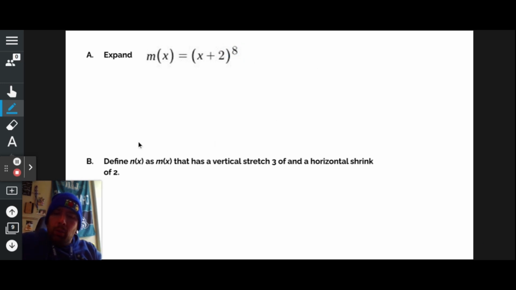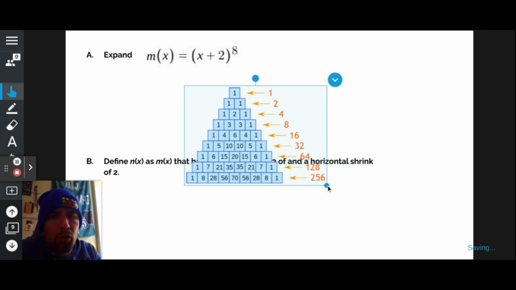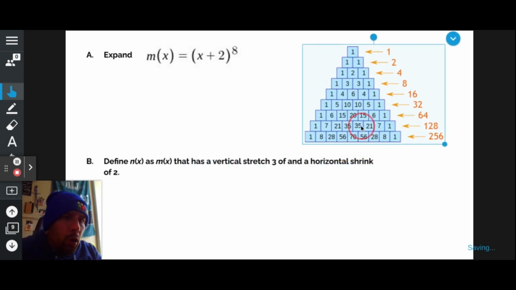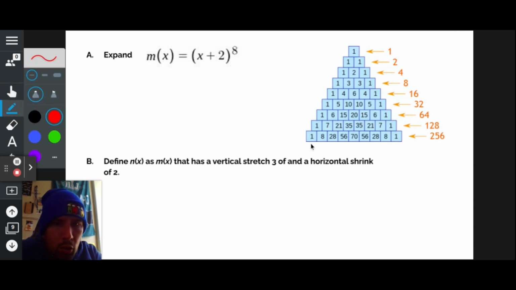All right, so what I did with this one is I'm being cheap, and I'm just going to paste a picture of Pascal's triangle onto the screen. There it is. Thank you, whatever website I stole this from. And this one's perfect because degree 8 happens to be right there. So that is my degree 8.